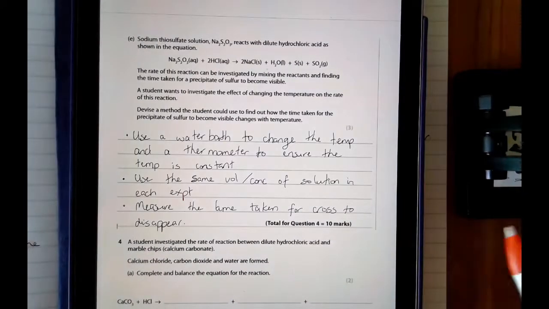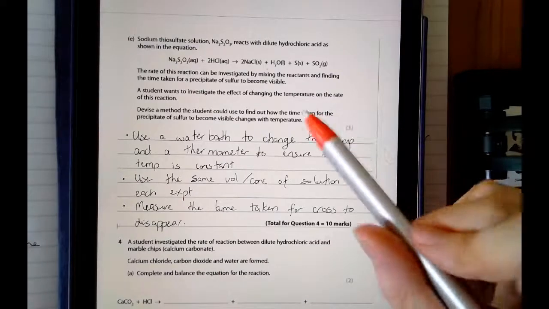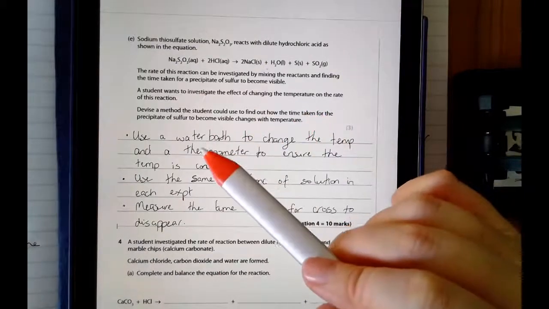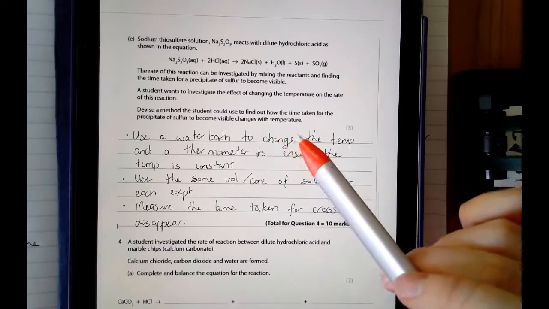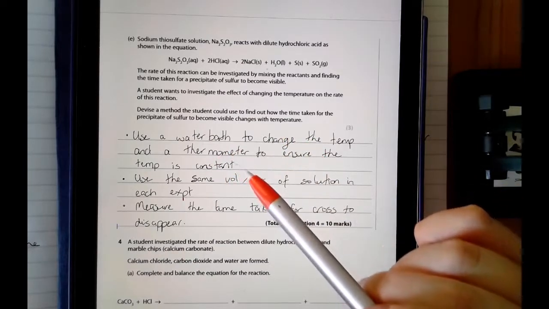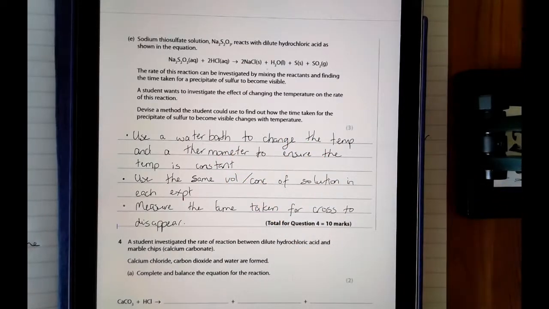Okay, so below I've written out the answer. All right, you need to change the temperature. So I have suggested using a water bath to change the temperature, and then also using a thermometer to ensure that that temperature remains constant and it's not changing throughout the experiment. So you'll get 1 mark for suggesting how you would control or change the temperature. So you can say a Bunsen burner or a hot plate or a water bath, just anything that will allow you to change the temperature. But do mention thermometer in there as well.